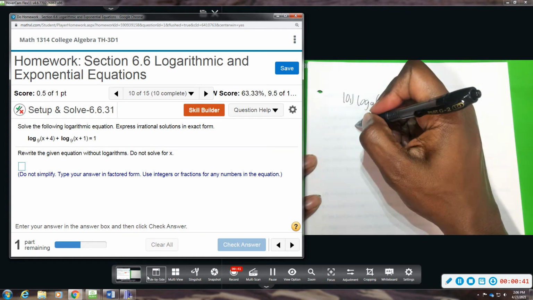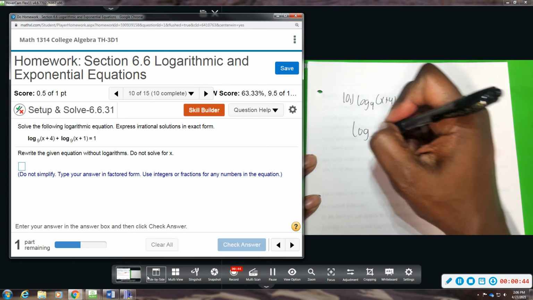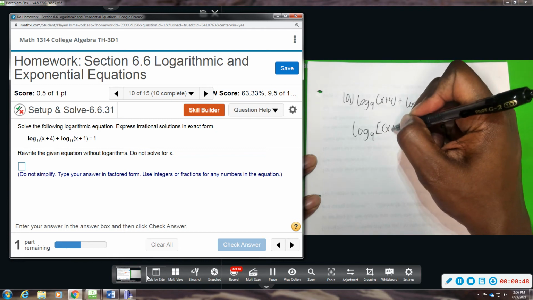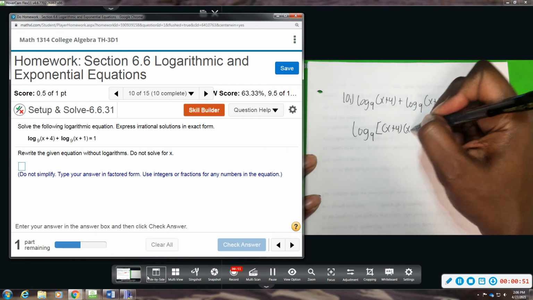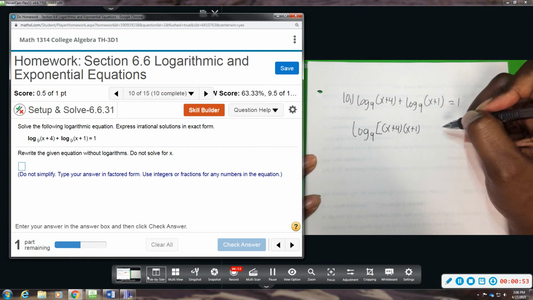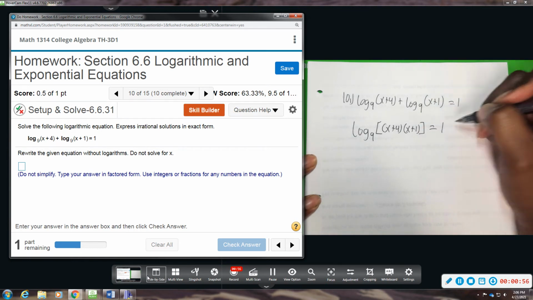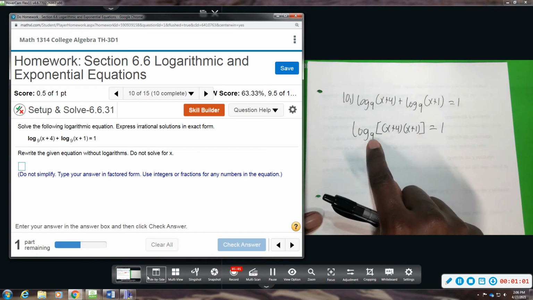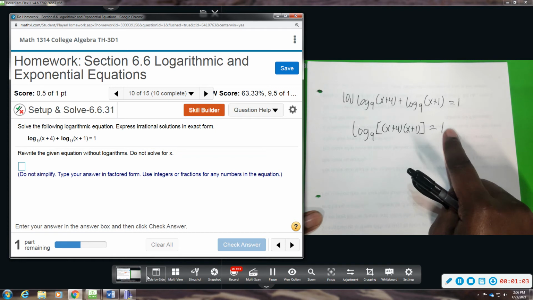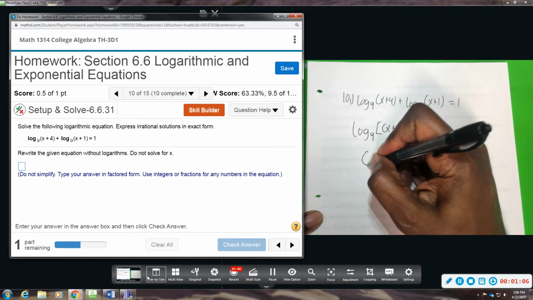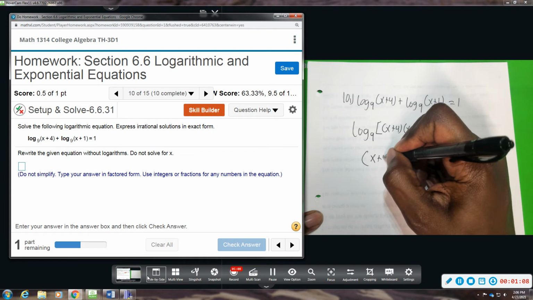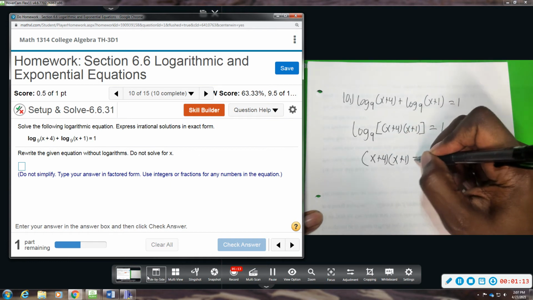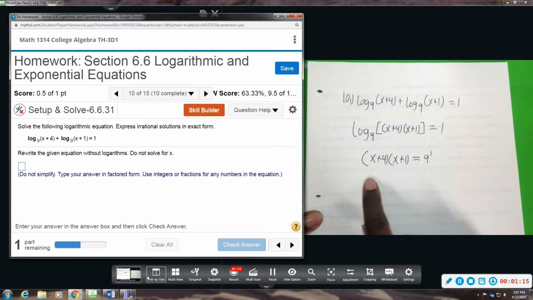it as multiplication. So we'll first rewrite this as log base 9 of x plus 4 times x plus 1 equals 1. So we have just one log expression now. We're going to write this in exponential form. So 9 will become my base to the first power equals this. So we'll have x plus 4 times x plus 1 equals 9 to the first power, or just 9.